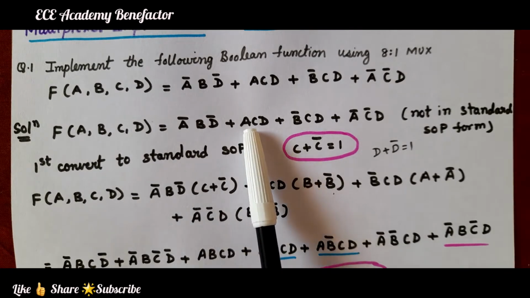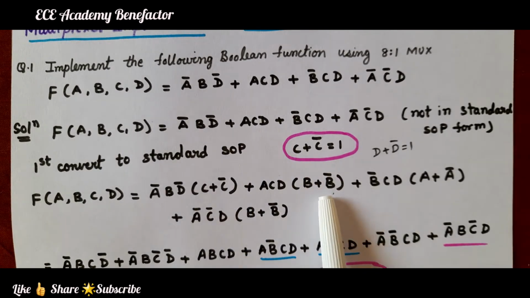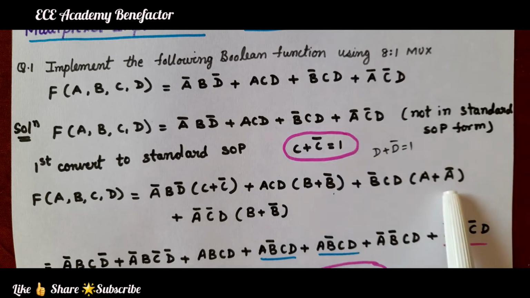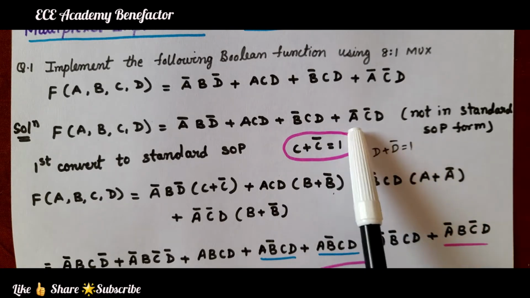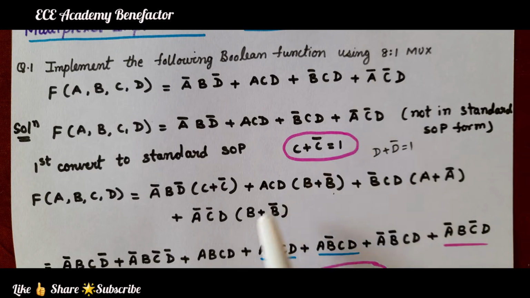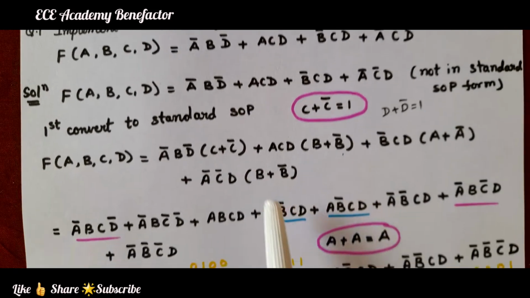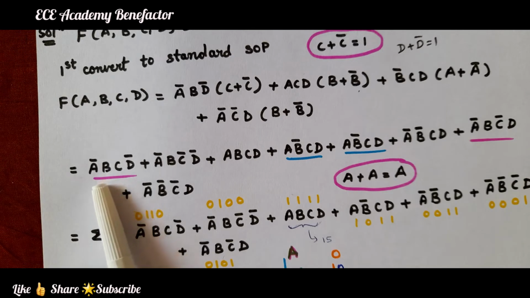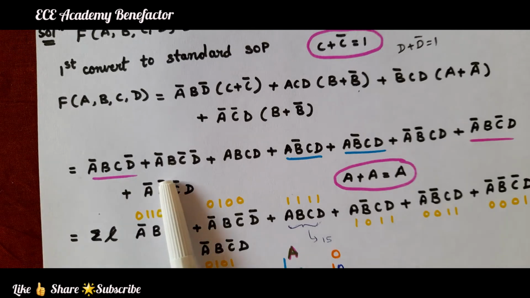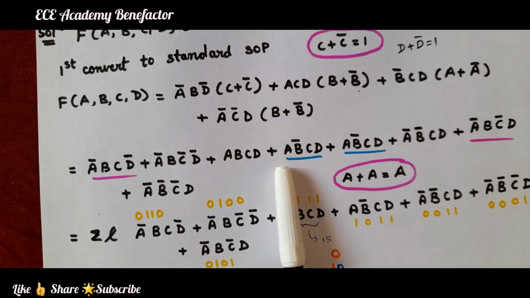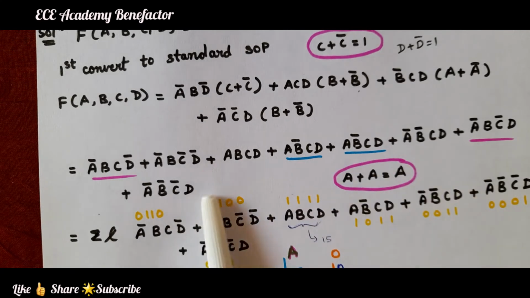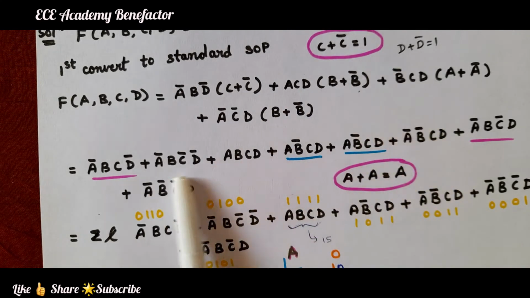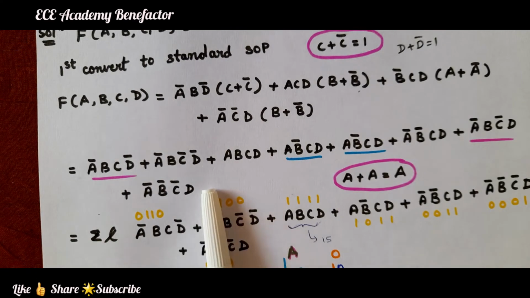Here the missing literal is B, so I have written B plus B bar. Here A plus A bar. And in this last term B is missing, so it is written as B plus B bar. Okay. Now, after this, open the brackets, and you will get A bar B C D bar plus A bar B C bar D bar plus A B C D and so on. After opening the brackets and writing, you are getting this expression.